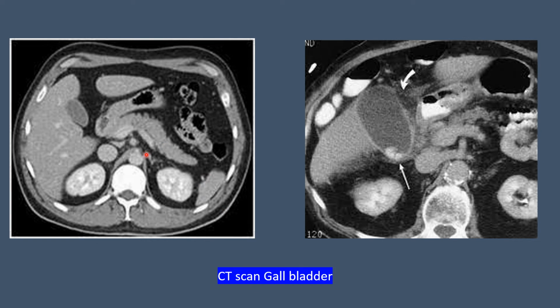CT scans at times may be necessary in cases like this, where it shows the gallbladder here, which looks quite normal. Whereas here, the gallbladder is dilated, thickened, with the stones in the neck of the gallbladder.